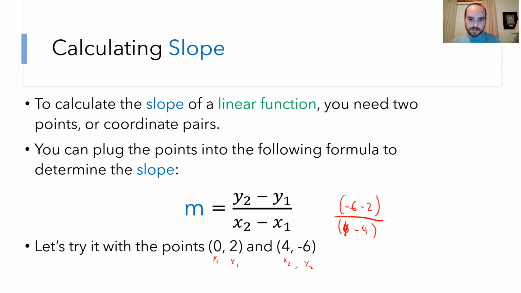4 minus 0. See, I just did what I said not to do. So then once we subtract those out, we get -8 on the top over 4, which is equal to -2. So this is going to be our slope right there.